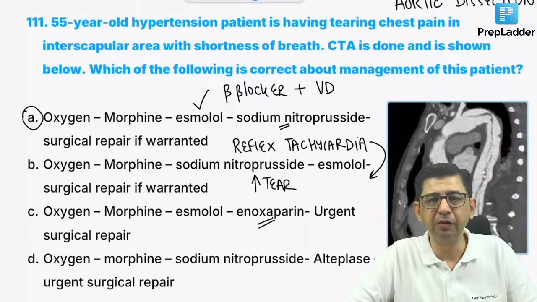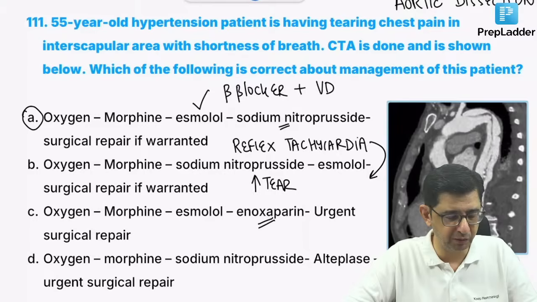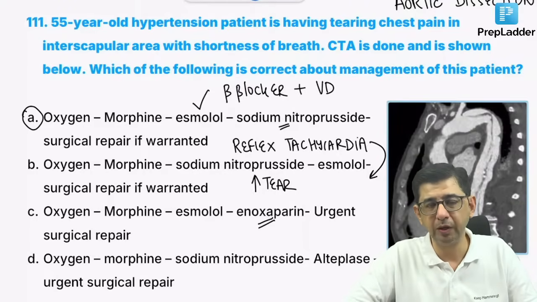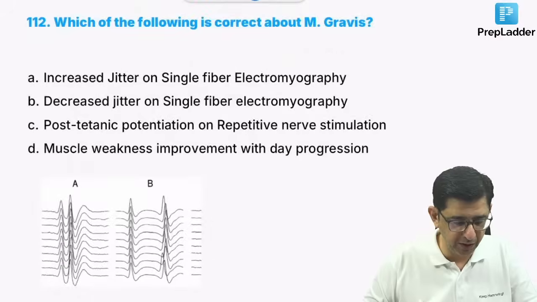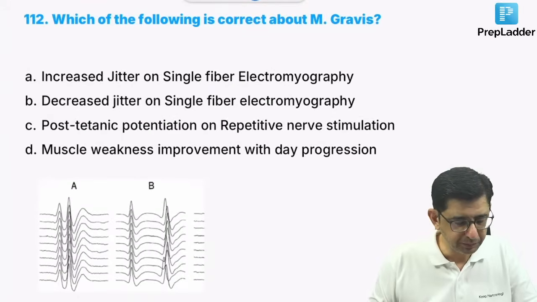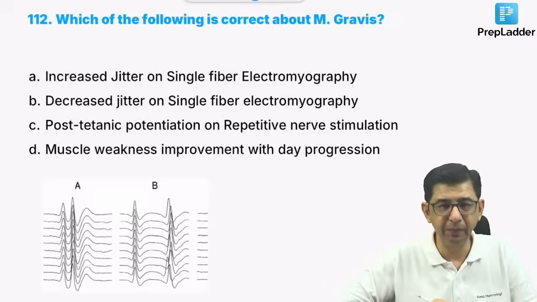We will give sodium nitroprusside, that is okay. You can put two IV lines in a patient, but what you need to initiate first is beta blockers, so that the effect of sodium nitroprusside can be counterbalanced. The reflex tachycardia part can be counterbalanced. Okay, so we are sorted for 111, and I hope I made that clear before you.